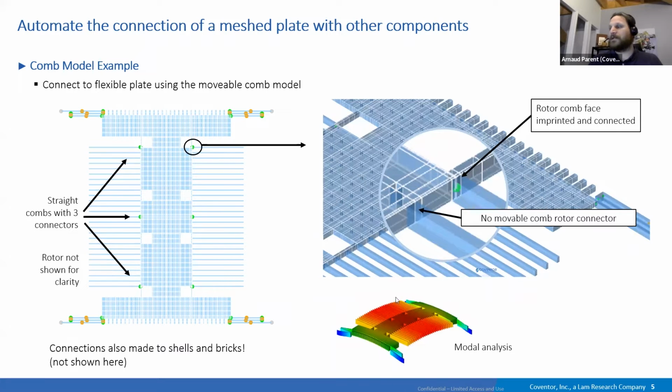And to illustrate, here we are showing one mode. I think it's number two of a modal analysis of this device, showing that you will capture the Z flexibility easily, and the whole device is an accurate model.